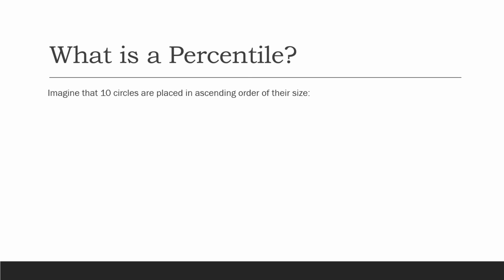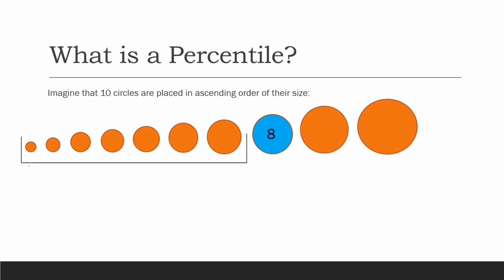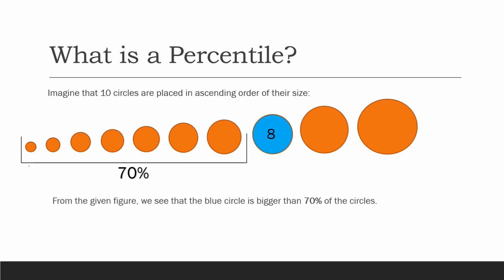So before we start talking about the numbers, what exactly is a percentile? To explain this concept, imagine that 10 circles are placed in ascending order of their size. From the given figure, we see that the blue circle represents the 8th biggest circle. This means that 7 out of 10, or 70% of the circles, are smaller than the blue circle. Another way to put it is that the blue circle is bigger than 70% of the circles. Hence, the blue circle represents the 70th percentile.